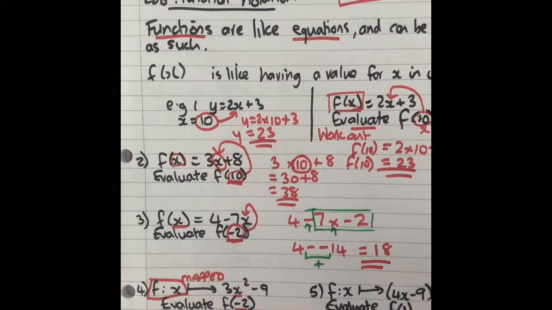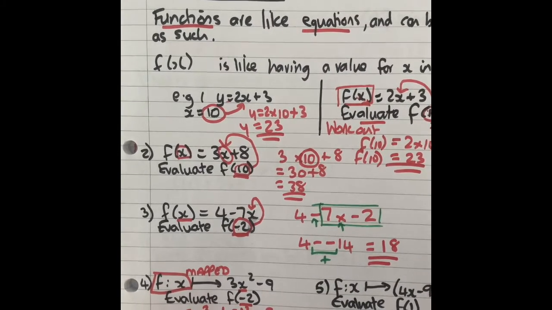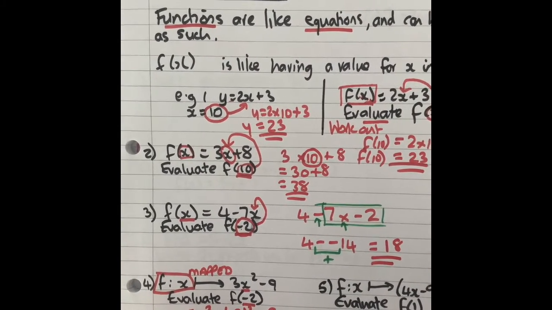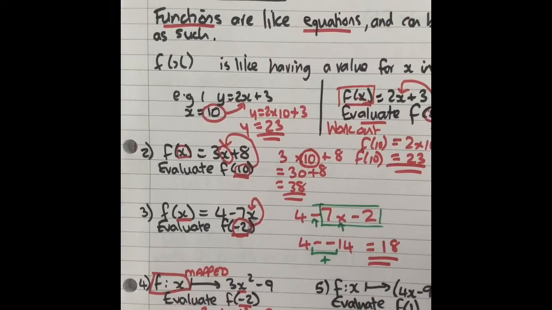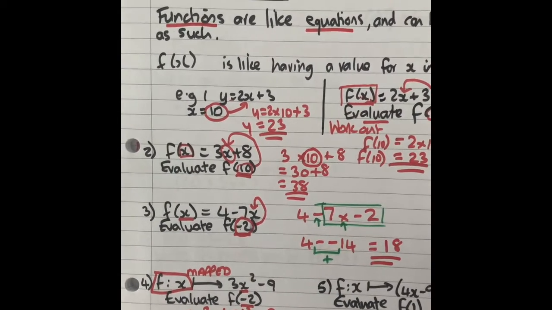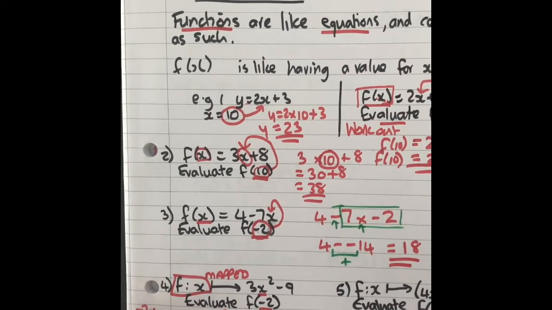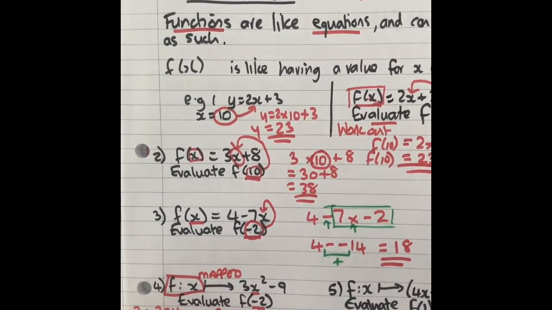Right, in BIDMAS, which one do you do first? You do the powers first. So 3 times minus 2 squared means minus 2 times minus 2. Do not do minus 2 squared on your calculator because it would turn out with minus 4. You know that minus 2 times minus 2 is positive 4.